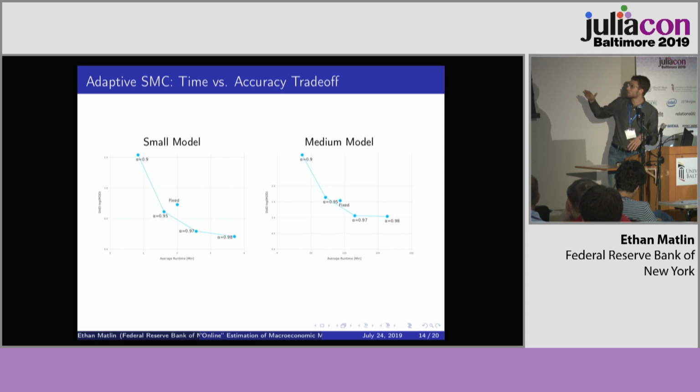But we get this frontier, which is shown with the lines, where as you increase alpha and you tolerate less deterioration in the effective sample size, you start off with big gains, but as you increase it more, the gains sort of flatten out.